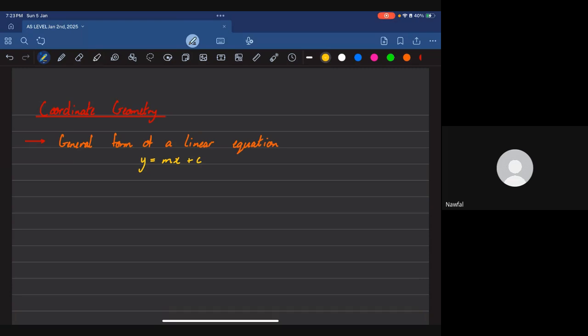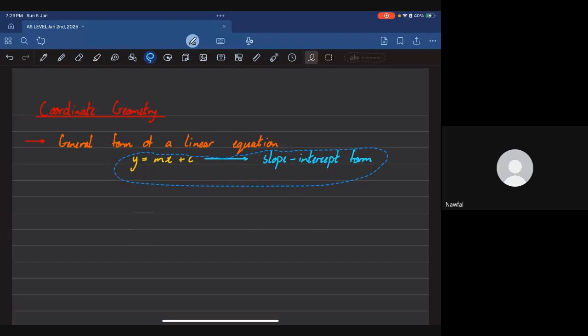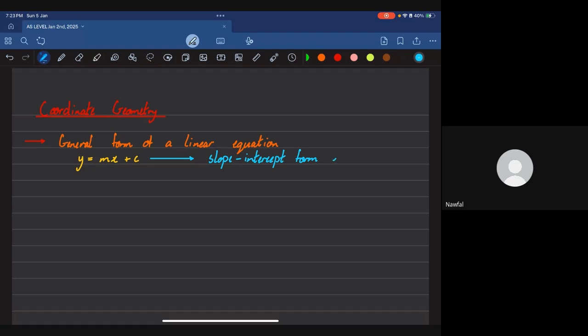All right. Knowing this, what's going to happen? This equation is also referred to as the slope intercept form equation. So the slope intercept in this sort of version is also referred to as the slope intercept form equation. Why? Because if you have the slope, if you have the intercept, you can easily form an equation using y is equal to mx plus c.